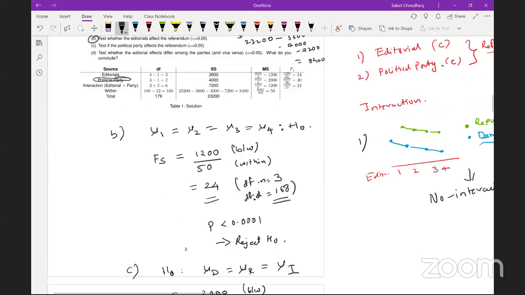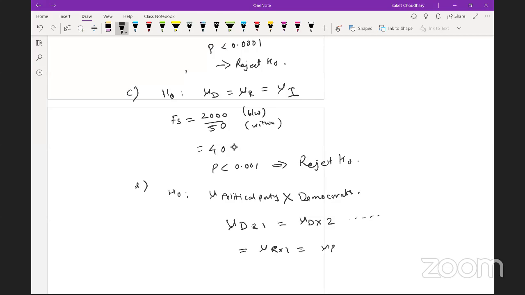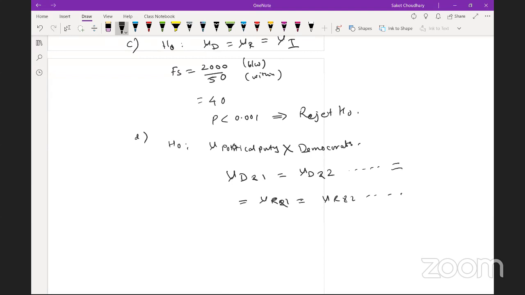Okay, final part, interaction. What is it that we are testing in interaction? That's a mixed value, right? So I'm going to write this as political party cross editorial. It's testing essentially a lot of things. It's testing if Democrat and editorial 1 is equal to Democrat and editorial 2, and so on, is equal to Republican and 1, equal to Republican and so on. Let me be consistent. So it's essentially testing the equality of all these groups.